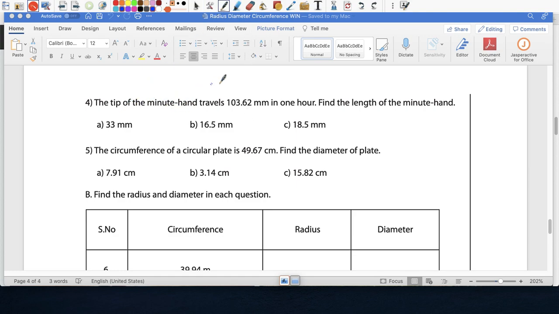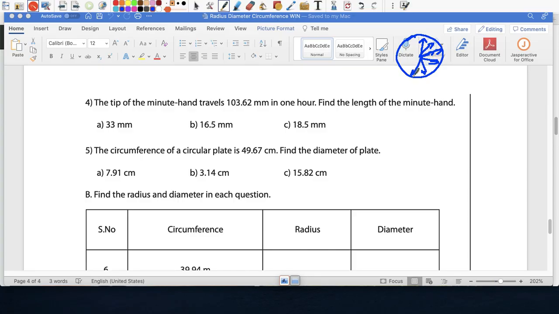It says, again, it's a watch, right? So if you have a watch, you have the hour hand and the minute hand. The minute hand is the bigger one, and it's going to be traveling throughout the day, right? It's going to travel around the clock.